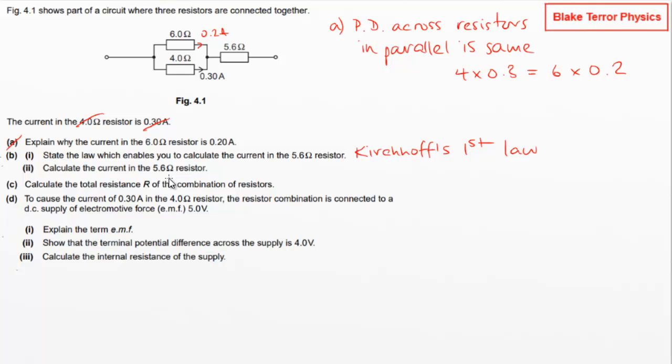Calculate the current in the 5.6 ohm resistor. Right, that's easy enough. We just add 0.2 and 0.3 to get 0.5. So far so good. Calculate the total resistance of the combination of resistors.